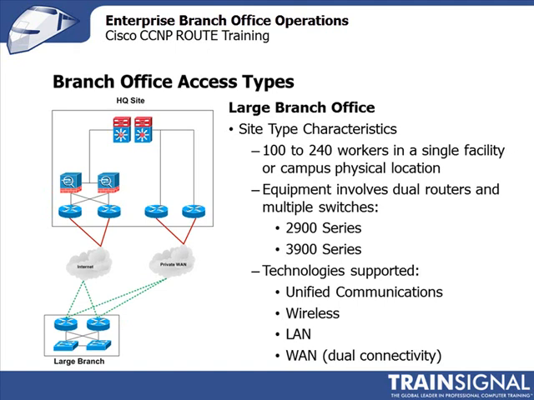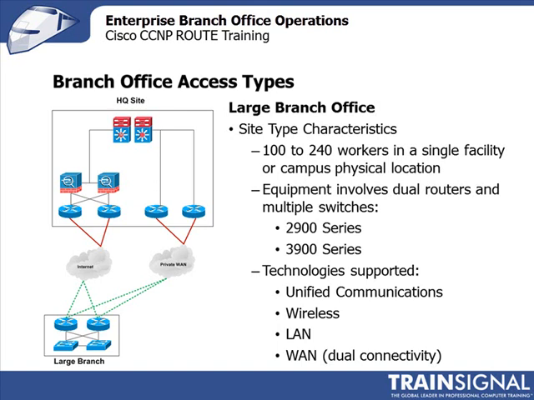The large branch office. This is somewhere between 100 to 240 workers in a single facility, although it could be a campus type of location. Obviously, when you start getting to this number of workers, there could be a variety of separate buildings that may be involved. So this type of equipment is going to involve frequently dual routers, not just one, but in case of the failure of one device, another can take over.